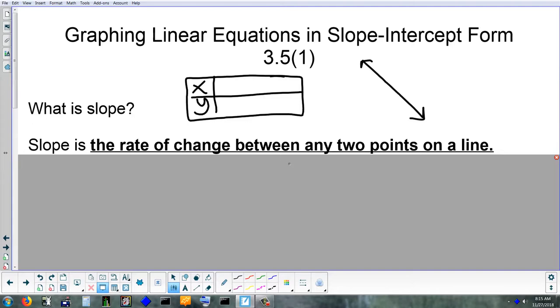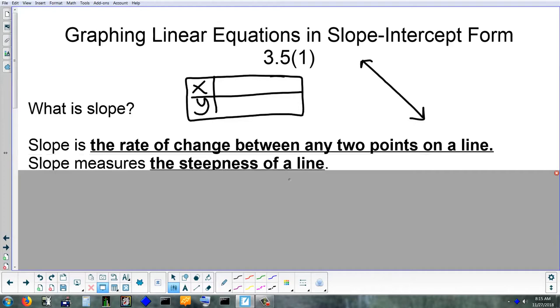Because slope-intercept form is a linear function, all right? It's constant, right? It's increasing by the same thing. That's what slope is. It increases by the same thing. It doesn't change. It's constant, all right? Slope's gonna measure the steepness of the line, how steep it is, how much pitch it has. So slope measures the steepness of a line.